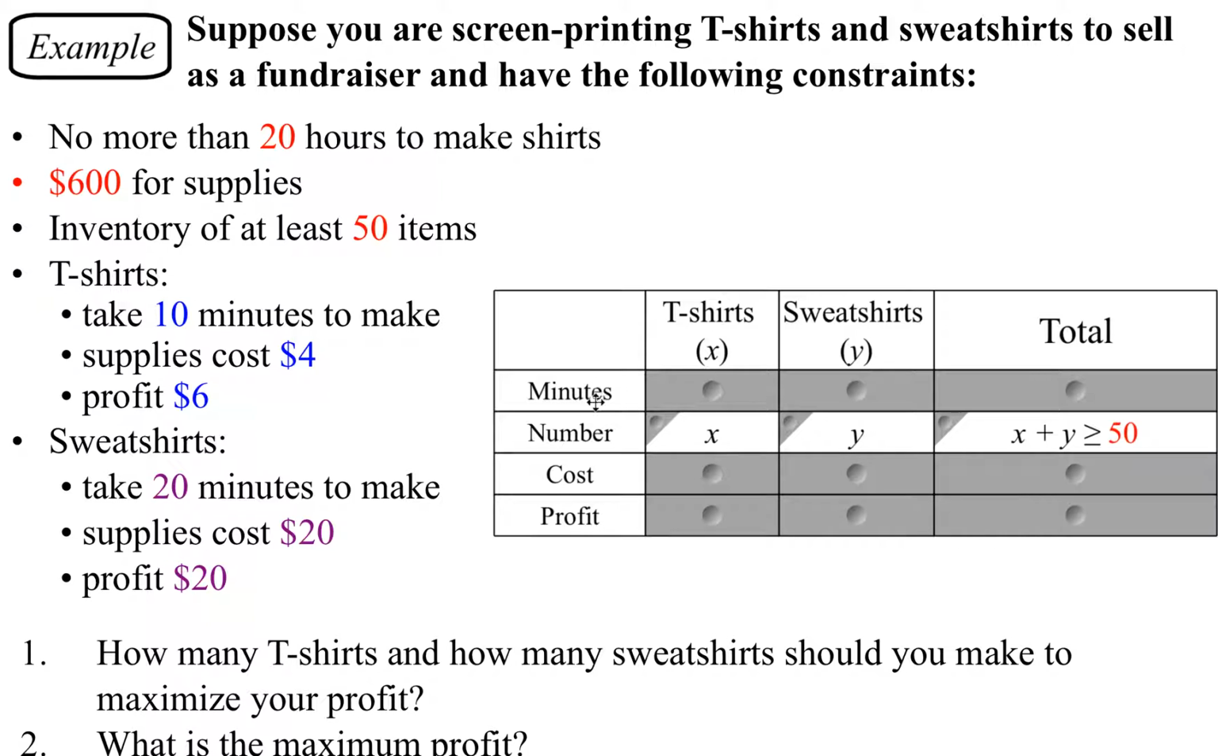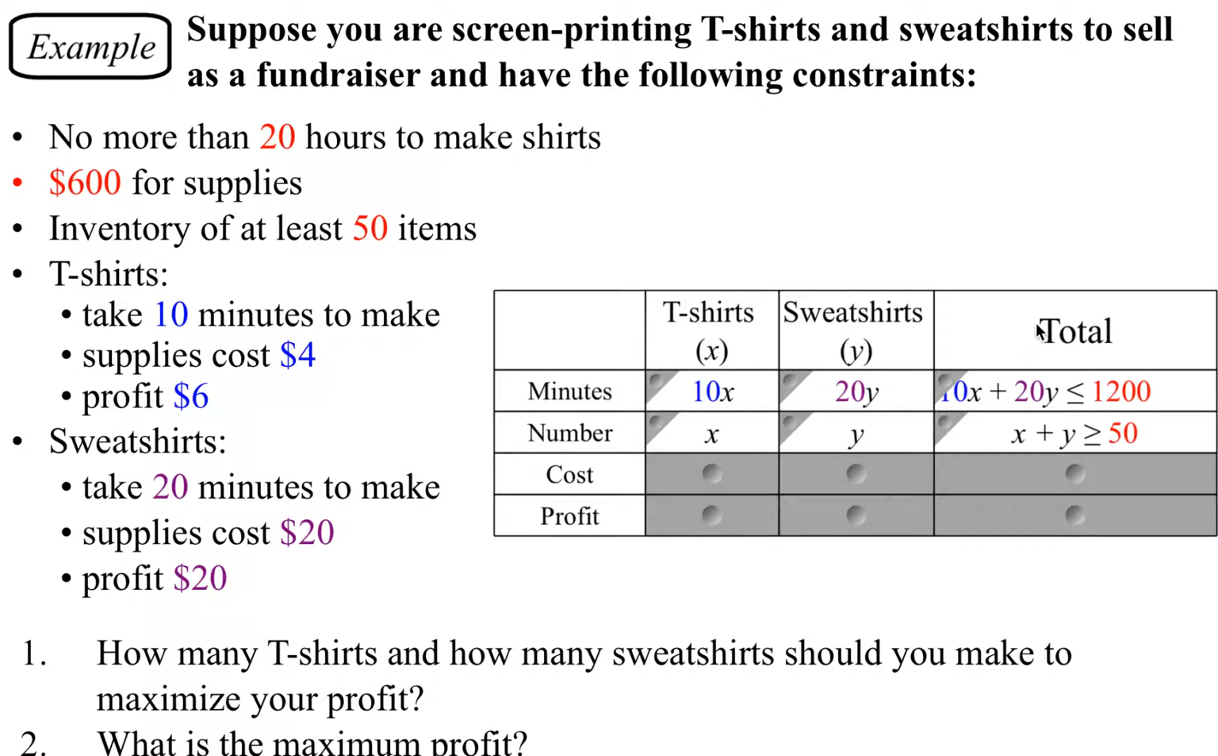Then we have some things that deal with how much time it takes and how much cost there is to make them and how much profit we want to get. So the number of minutes for t-shirts is 10 minutes. So if we have X t-shirts, it's 10 times X. That's how much time it would take. If we have Y sweatshirts, that would take us 20Y as far as time. If we add that time together, we want that to be less than 20 hours. Now keep in mind these should be in minutes, so I need to convert my 20 hours to minutes, and that gives me 1200. So 10x plus 20y must be less than or equal to 1200. That's another line that we can graph.